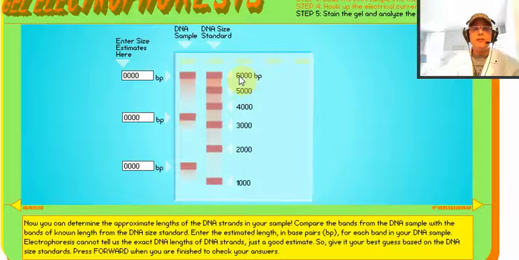So if this is 6,000 base pairs long, that's 5, 4, 3, 2, and 1,000. Where does this one line up within? And it's asking us to put in a number. Of course, pause and try it for yourself. If this is 4,000, that's 3,000. Where does this lie? And if this is 2,000, that's 1,000. Where does this band lie? So these are our estimates for how large these base pairs are.